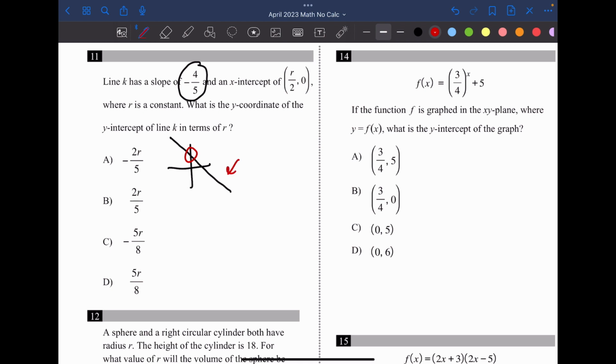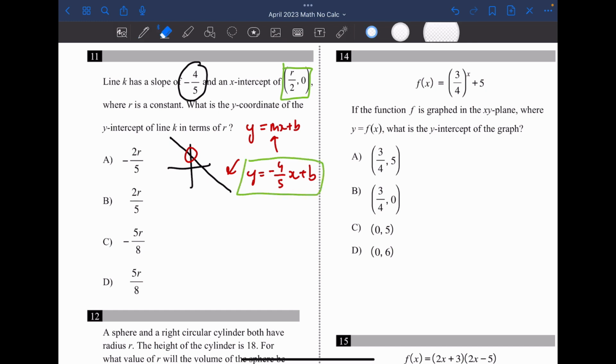We know that any linear line has the format y is equal to mx plus b. Here m is -4/5 because it has a slope, so y is equal to -4/5x plus b. Now we know that this point over here, r over 2 comma 0, is on the line. Once again, since we don't know what r is, it doesn't mean we cannot use it. What we're going to have is this equation in terms of r, but we can still use it because it's something that we know. So let's plug this in.